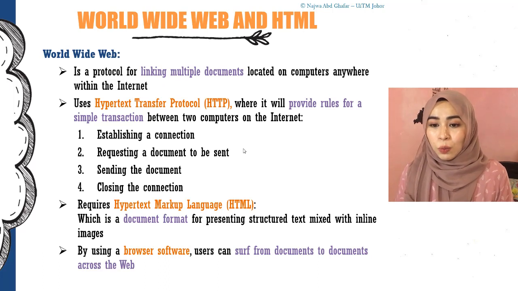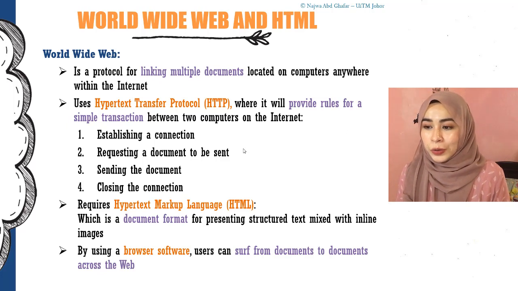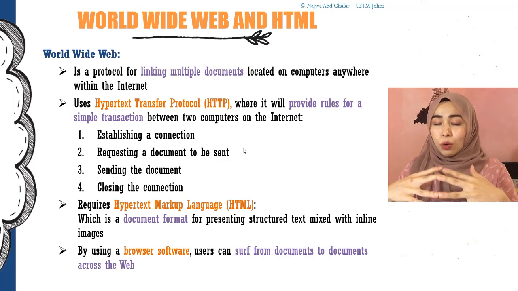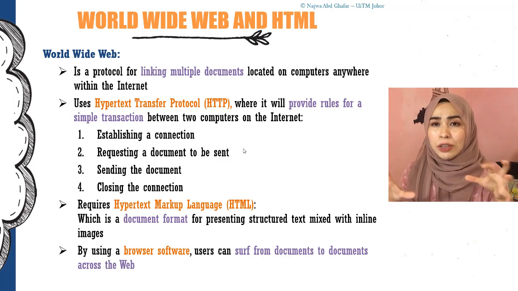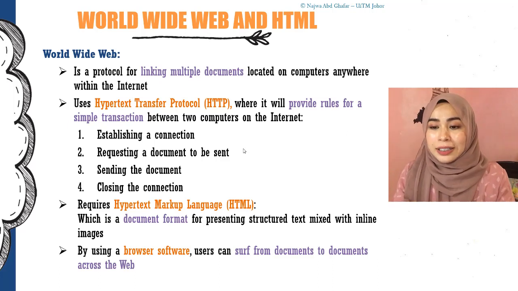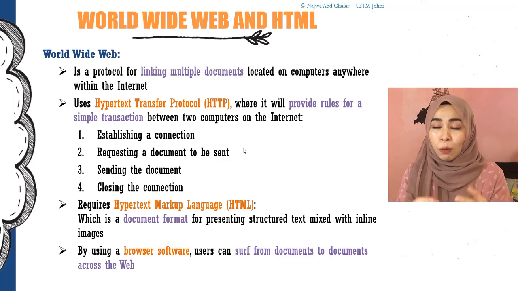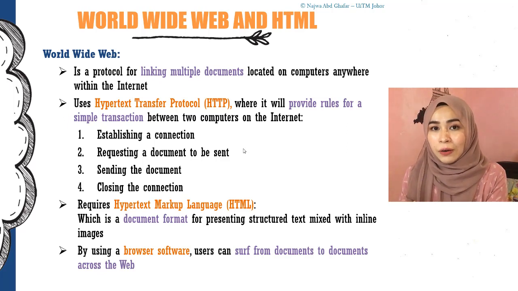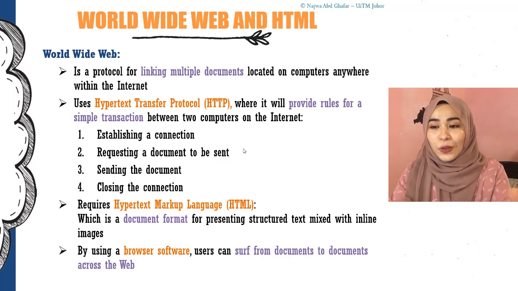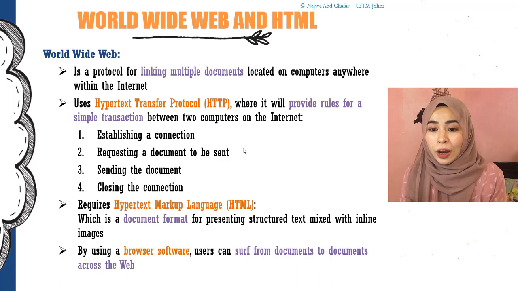Moving on to the World Wide Web. By definition, the World Wide Web is a protocol for linking multiple documents located on computers anywhere within the internet. Basically, it is a protocol whereby inside there you will have all these different web pages that are connected together. Whenever we want to open up a web page or website, we must connect to the World Wide Web first, because the World Wide Web protocol allows you to open up those web pages.